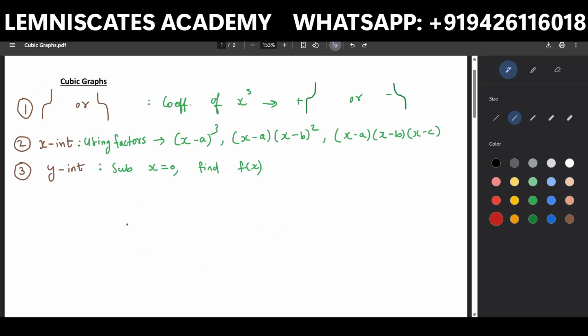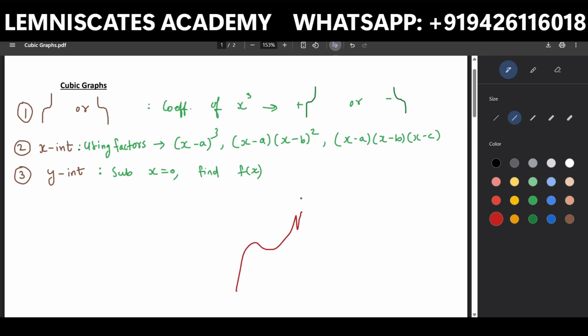The important thing is that the graph is going to come down like this if the coefficient of x cube is negative, and the graph is going to rise up something like this approximately when the coefficient of x cube is positive. So that is the first thing that you should be aware about. The graph will come up if the coefficient of x cube is positive. It will go down if the coefficient of x cube is negative.